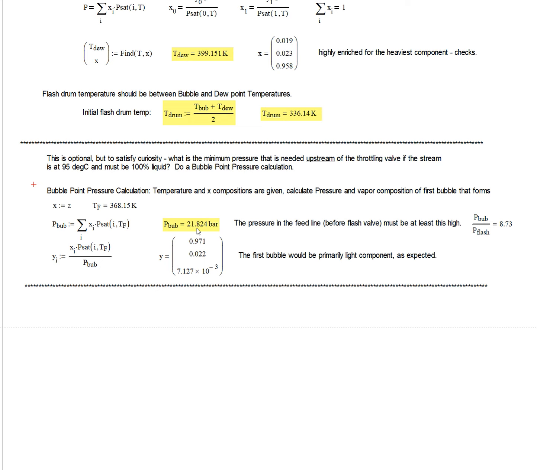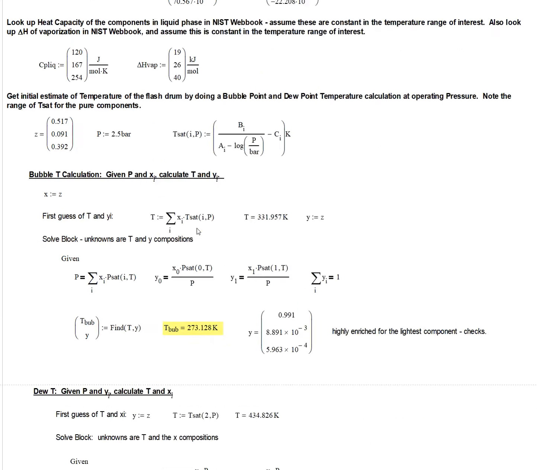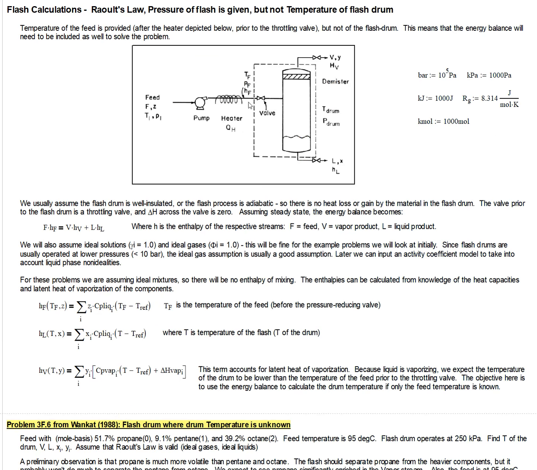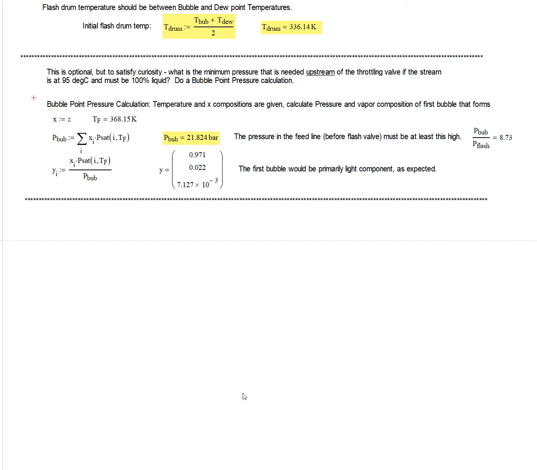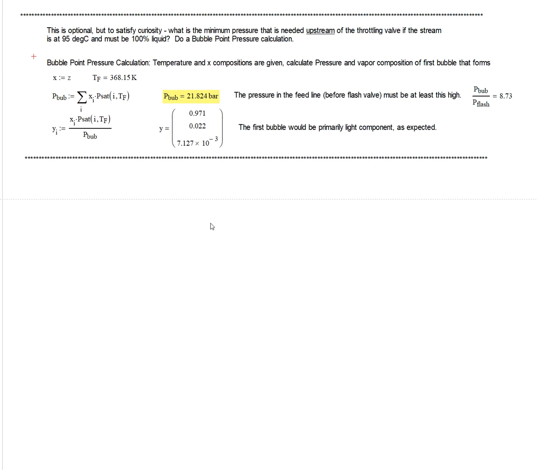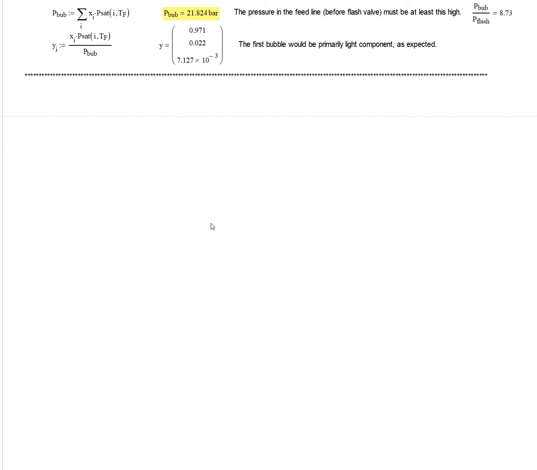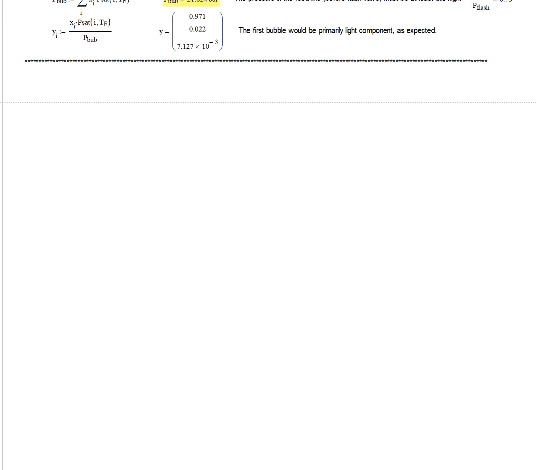And so what that means is that upstream of our throttling valve in our system, up here, our pressure needs to be at least 21.8 bar to maintain a liquid. We are told that the pressure in the drum is 2.5 bar, so it's about a 9 to 10-fold decrease in pressure as we go into our flash drum. That was not part of the formal solution, but I wanted to see what it was.